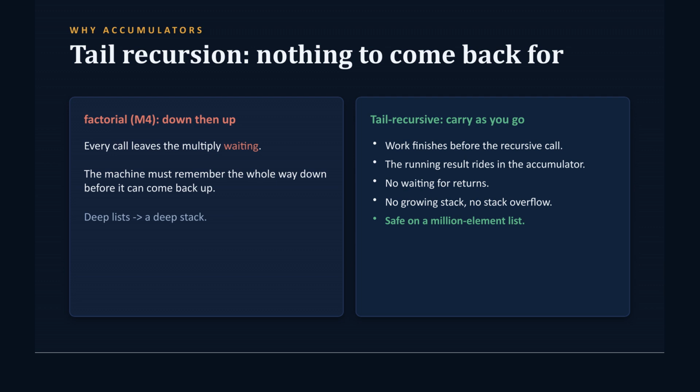The advantages are real: no waiting for returns, no growing stack, and no stack overflow on a list of 1,000,000 elements. When you need recursion that stays safe on big data, reach for an accumulator.